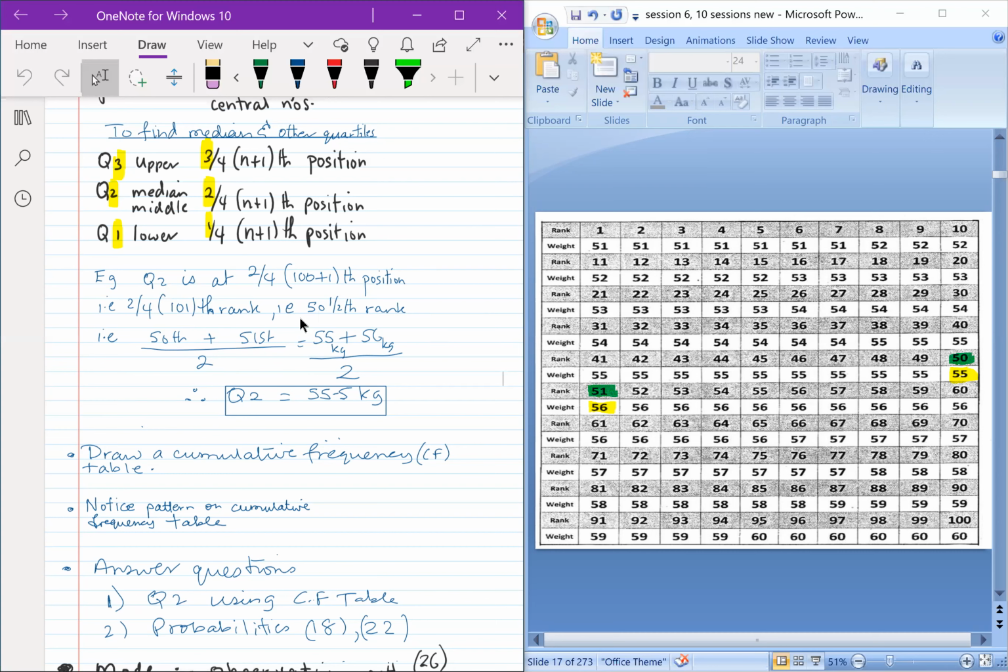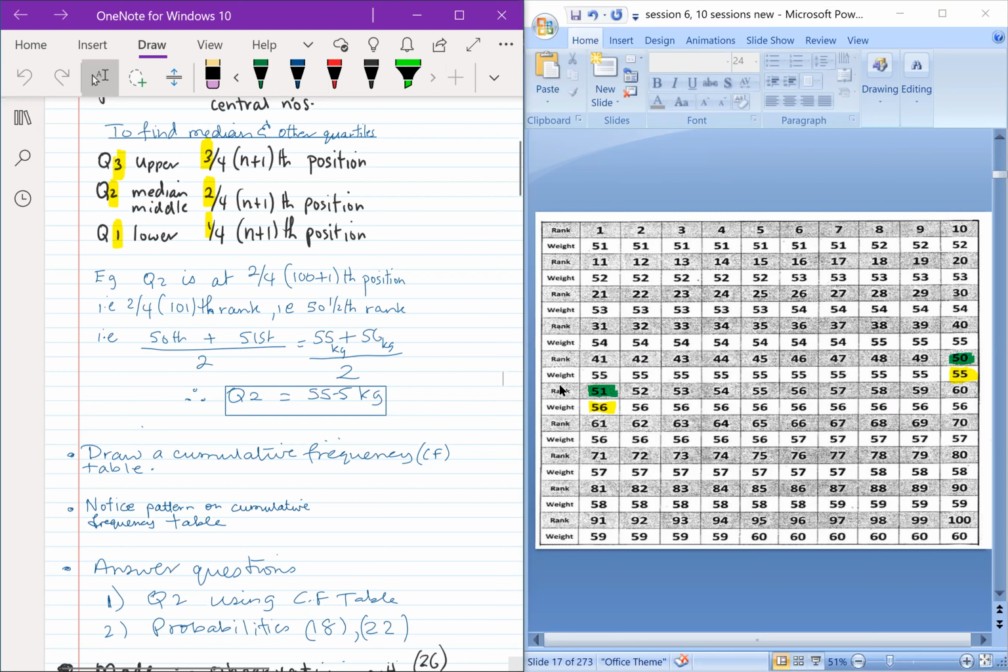So let's check what the person's weight would be in the 50th position. If you look here, here's the person at position 41, position 42, and so on. This person's here at position 50. That person's weight is 55 kilograms. So for the 50th person's weight, we wrote down 55 kilograms.